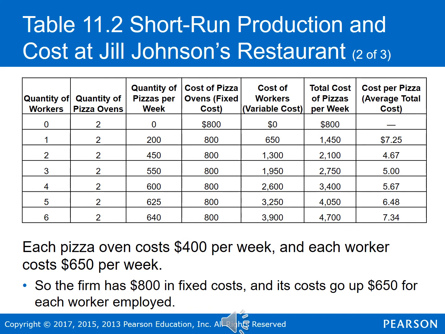Each pizza oven costs $400 per week, and each worker is going to cost $650 per week. Because she has 2 pizza ovens, that's $800 in fixed costs that her firm has. So no matter how many pizzas they produce, even if they produce none, it's going to cost them $800 per week. Then every time they add a new employee, it's going to cost an additional $650. So those variable costs are going to increase as they produce more pizzas.